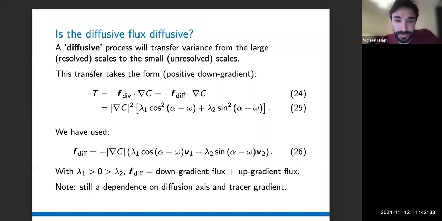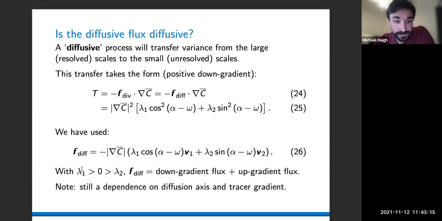And we can actually show that this expression is equal to this handy expression in terms of the diffusion eigenvalues, λ1, λ2, the diffusion angle, the magnitude of the tracer gradient squared, and omega here, which is the orientation of the tracer gradient, the orientation of this grad C over bar. You'll notice that this variance transfer is contributed to by two terms, one corresponding to λ1, one corresponding to λ2. And the sign of the transfer is entirely determined by the signs of the diffusion eigenvalues, or the signs of their contributions, I should say.